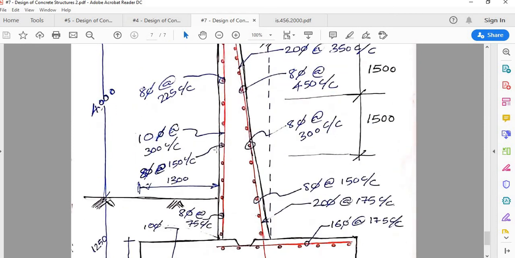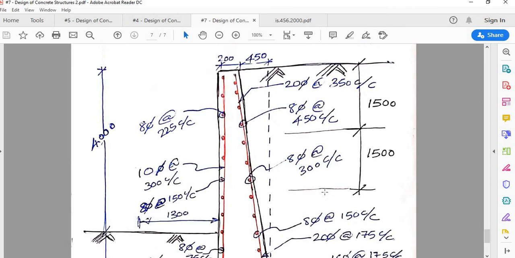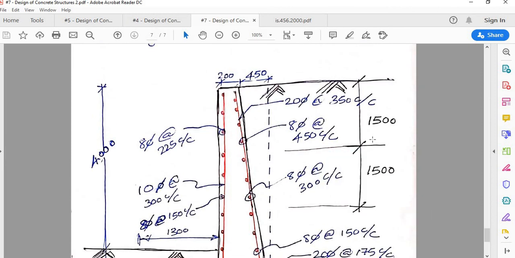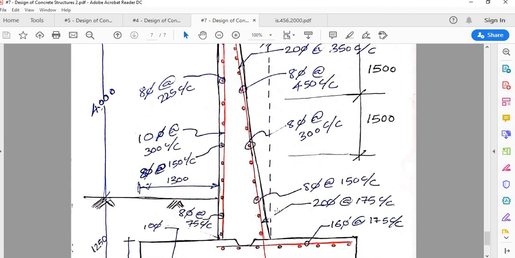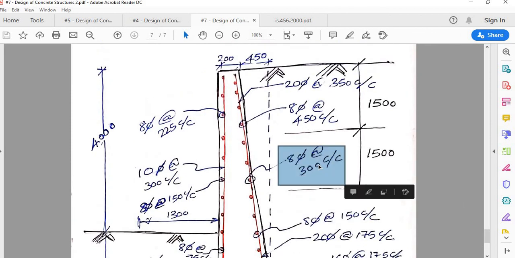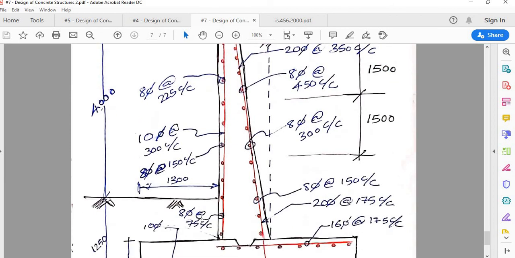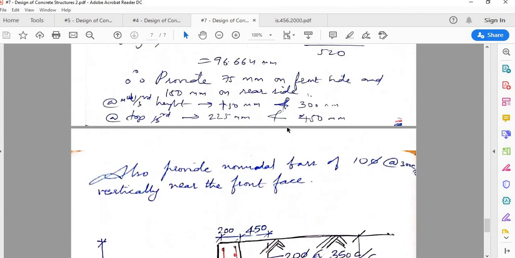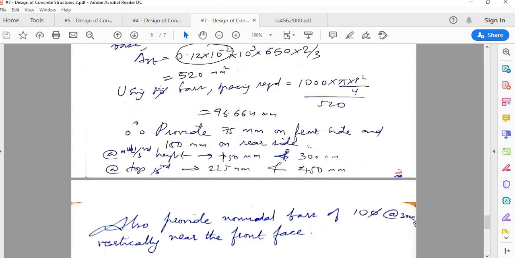Now that is the lower third of the height. For the middle third of the height and upper third of the height, we will reduce the reinforcement by increasing the spacing. So from 8 dia at 150, we will provide 8 dia at 300 for middle third and 8 dia at 450 in the upper third. So similarly here also we will reduce: 8 dia at 75 at lower third, 8 dia at 150 at middle third, and 8 dia at 225 at the upper third. So that is this minimum reinforcement.